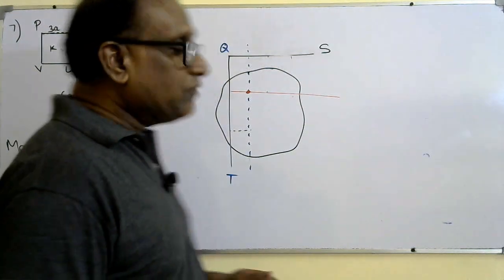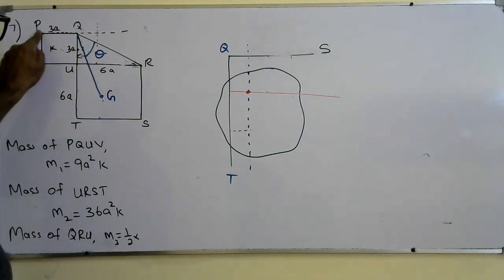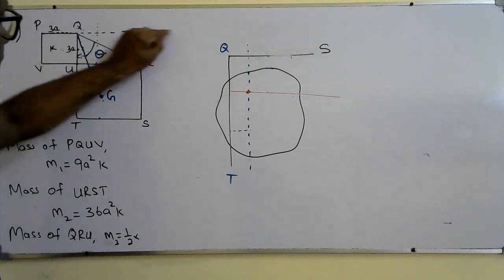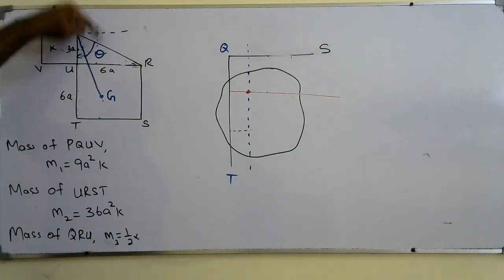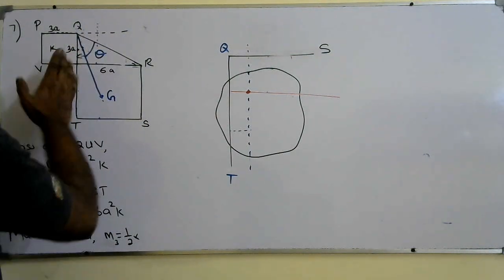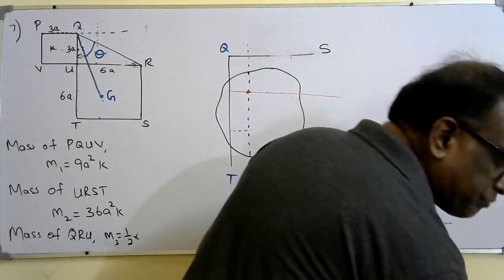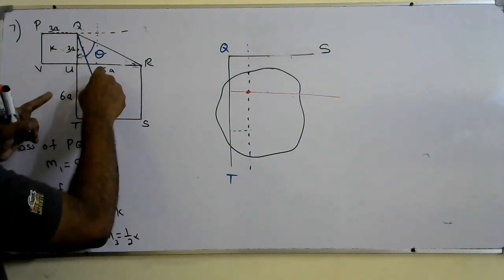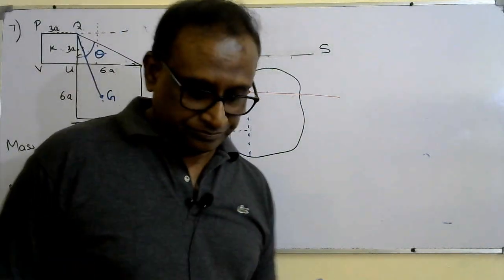Okay, so again we have to do the same working to find the distance of the center of mass from the line PQ. PQ means a horizontal line that passes through P and Q, a straight line. From this line we will find the distance of the center of mass. That line and the line we already found, which is 29 over 14a, intersect, and that point is the exact center of mass.